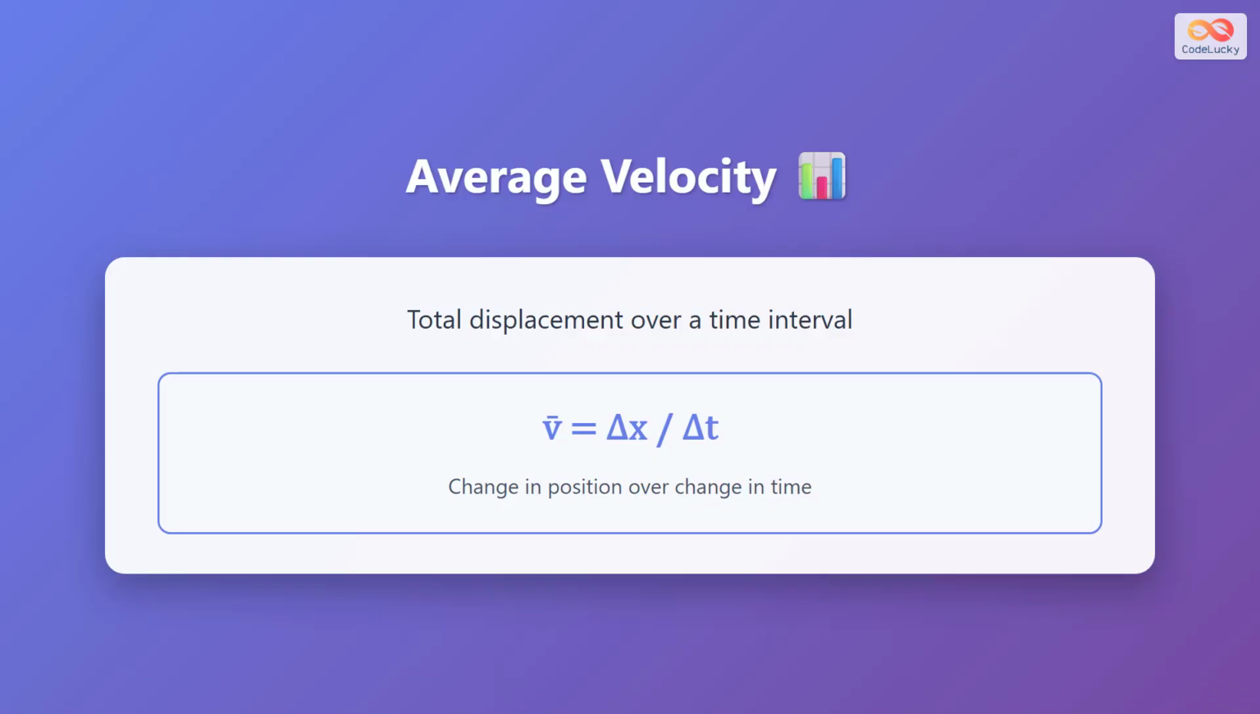Average velocity represents the total displacement over a time interval. It's written as v bar equals delta x divided by delta t. Delta x represents the change in position, and delta t represents the change in time. Average velocity tells us the overall rate of motion between 2 points, regardless of what happened in between.